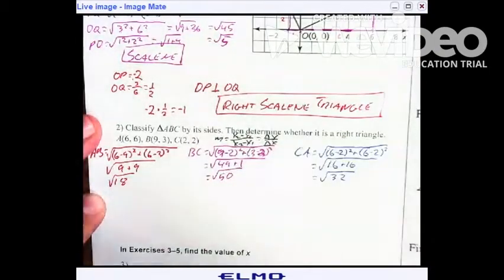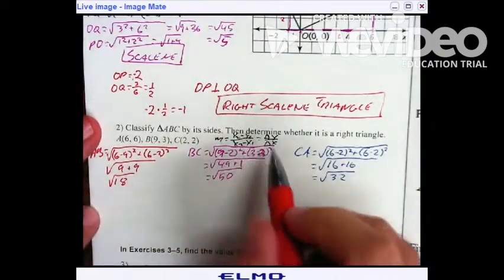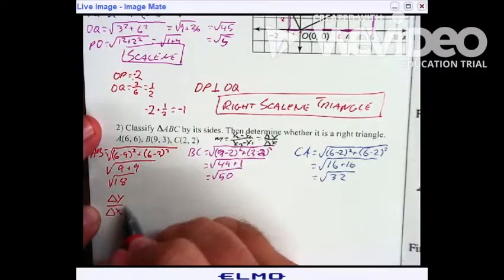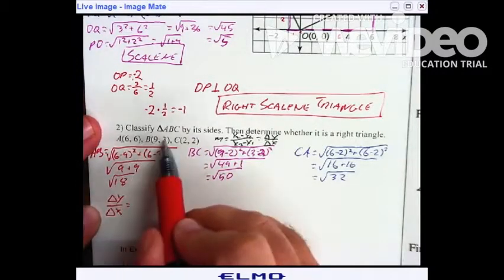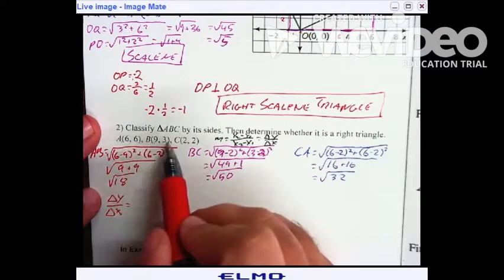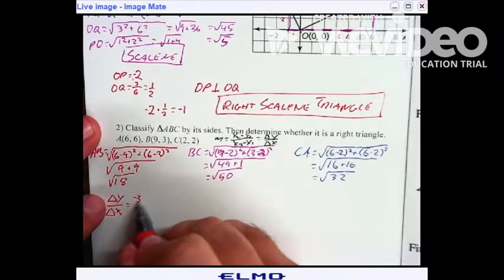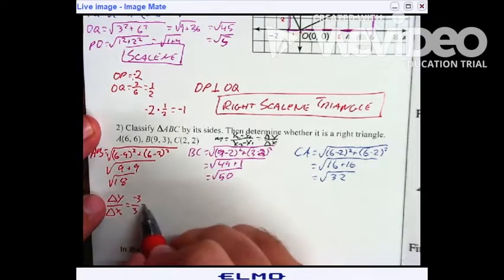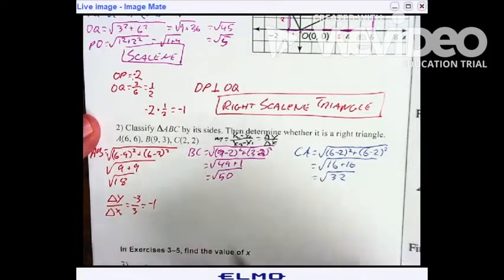So first, let's see from A to B. I'm going to do this as change in y over change in x. So from A to B, that is going to be my change in y. I went from 6 to 3, so that was down 3. From 6 to 9, so that was up 3. This is going to be negative 1.